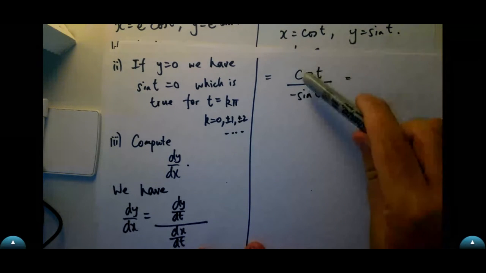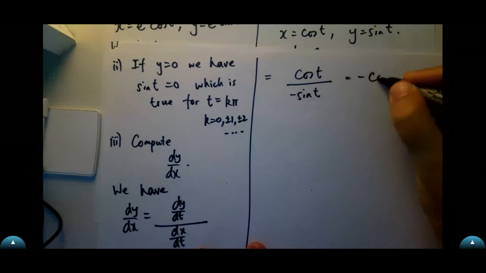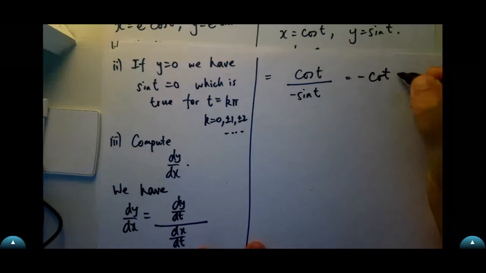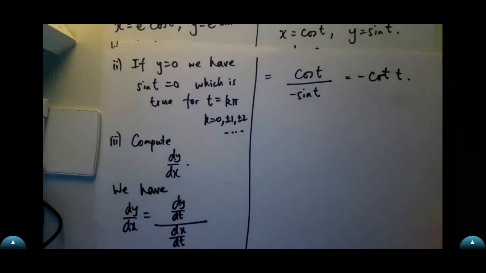All right. So what does this give you? Cosine on sine is cot. And there you go. It's a function of t, cot t.